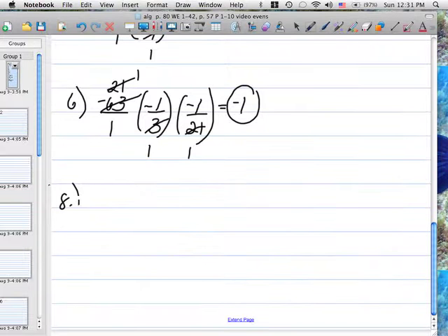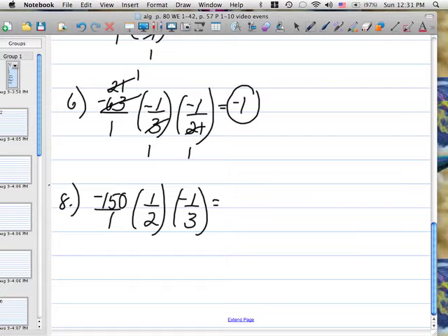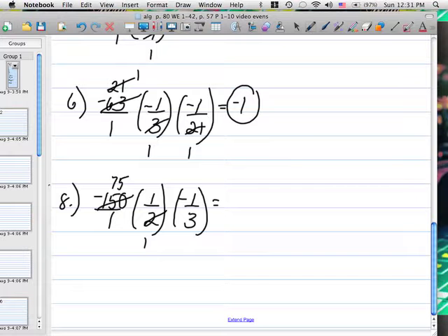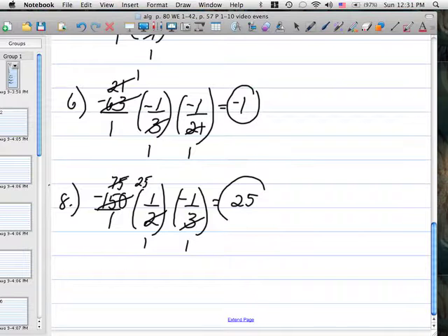Skip a line. Number 8, we have -150. Put it over 1 times 1/2 times -1/3. I have 2 negative signs, so I know my answer is going to be positive. Cancel. 2 goes into 2 once, and into 150 75 times. And 3 goes into 3 once, and into 75 25 times. So our answer is +25.